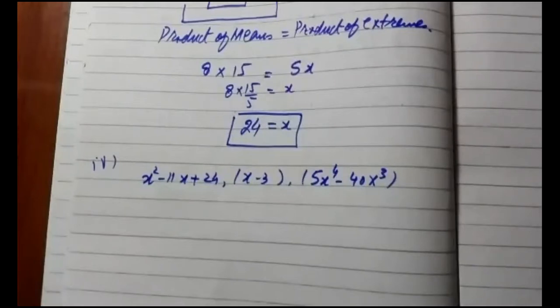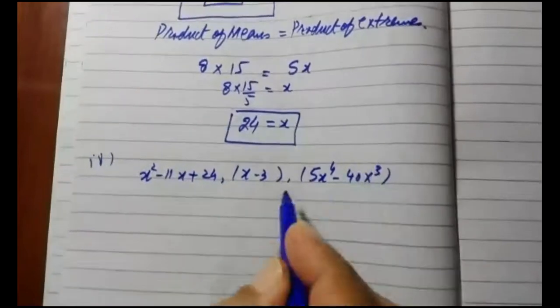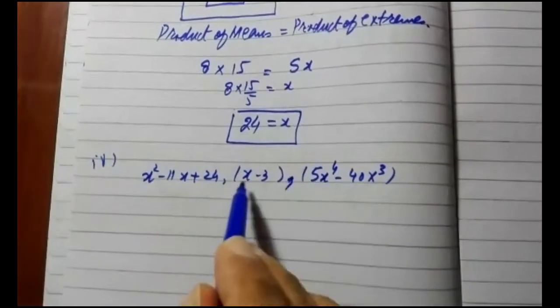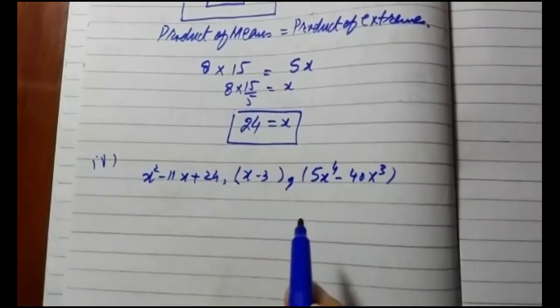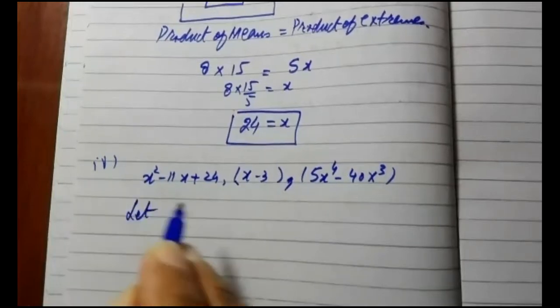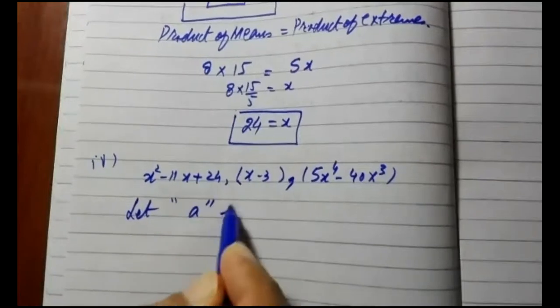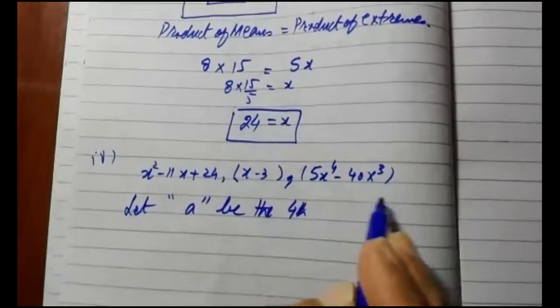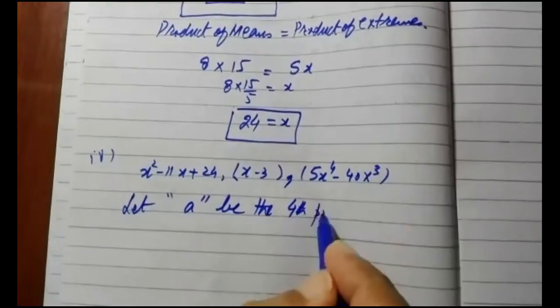Now you will see that the procedure of working will be the same as we have done in the previous question. In the same way, you are provided three terms, and we have been asked to find the fourth proportion. All the terms are involving x. So I will change it and use any other letter. Let A be the fourth proportion. We will start like this.